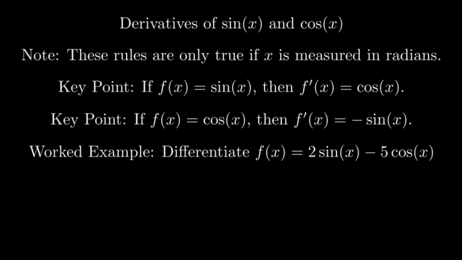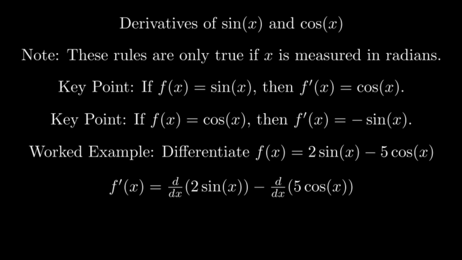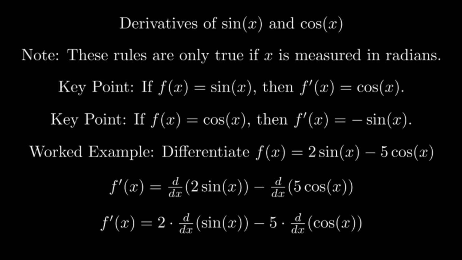Let's work through an example. We want to differentiate f of x equals 2 sine x minus 5 cosine x. We can differentiate this term by term. The derivative of the whole function is the derivative of the first term minus the derivative of the second term. The constants, 2 and 5, can be brought out in front. So we have 2 times the derivative of sine x minus 5 times the derivative of cosine x.